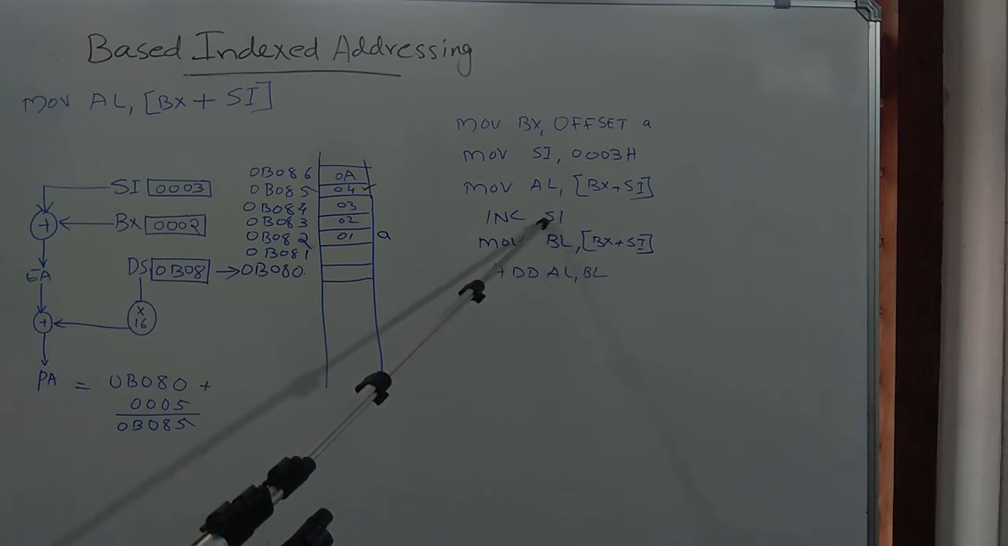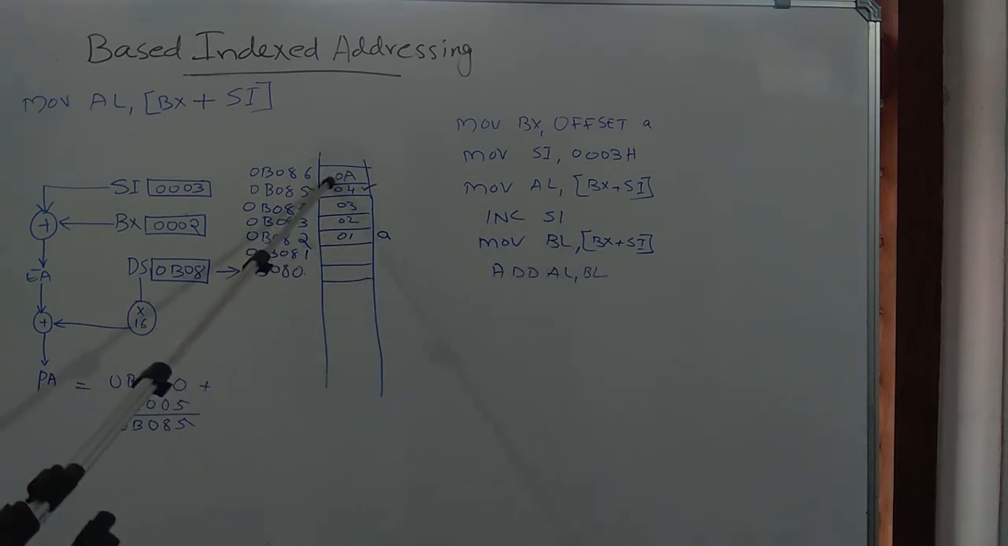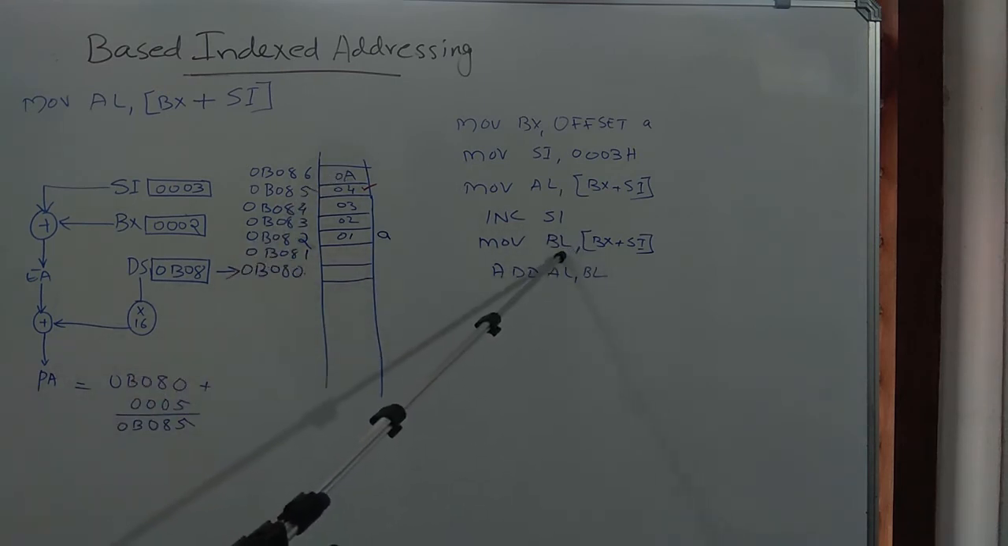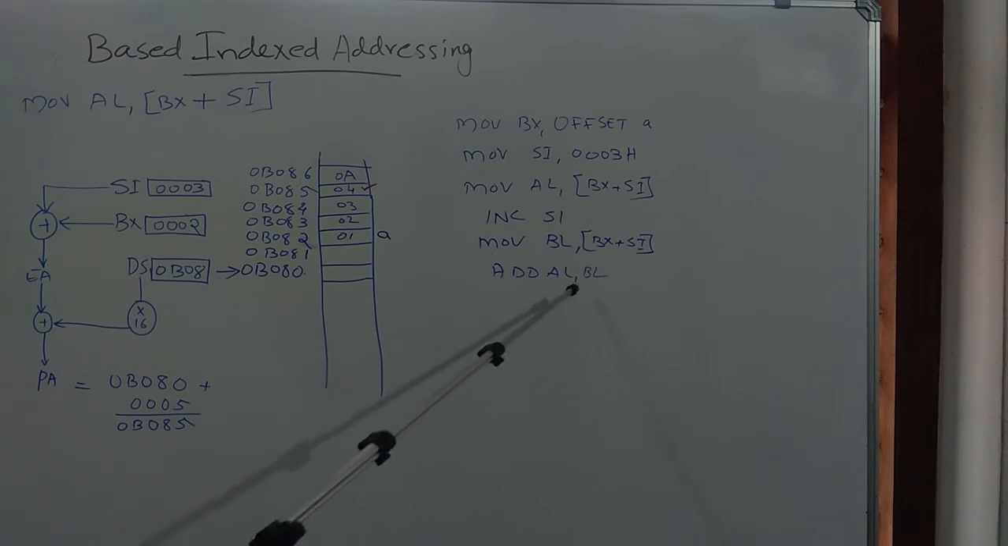If you increment SI, it will be carrying 0004, and this instruction will move the next data to the BL register, and you can do some operation on the AL and BL registers. Here we are using ADD AL, BL.